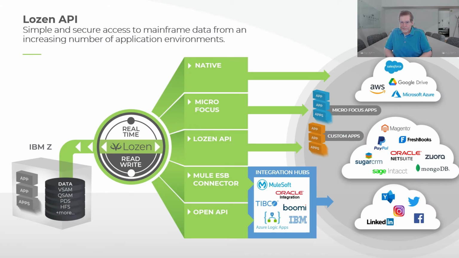So we wanted to spend a few minutes just talking about Lozen's APIs and our strategy for enabling mainframe data access in the widest possible range of applications. We know that there are a lot of different kinds of applications out there that want to access mainframe data. Some are in the cloud, some are on-prem, some are custom built, some are vendor supplied.